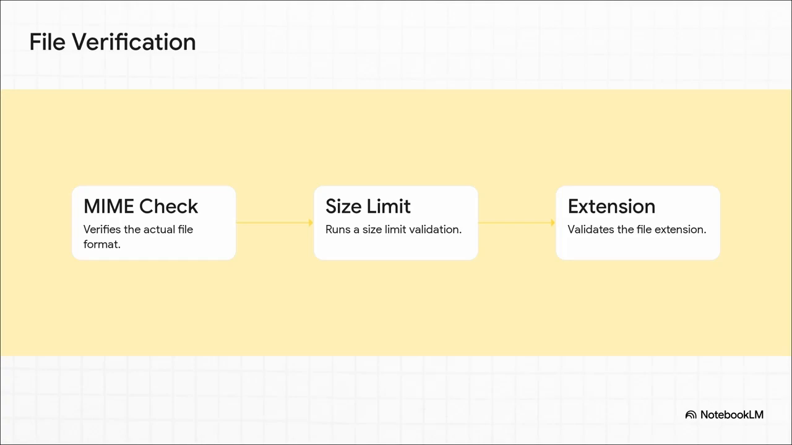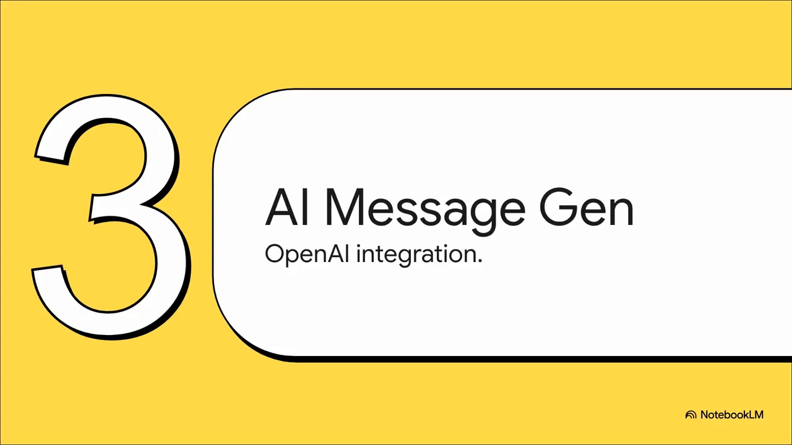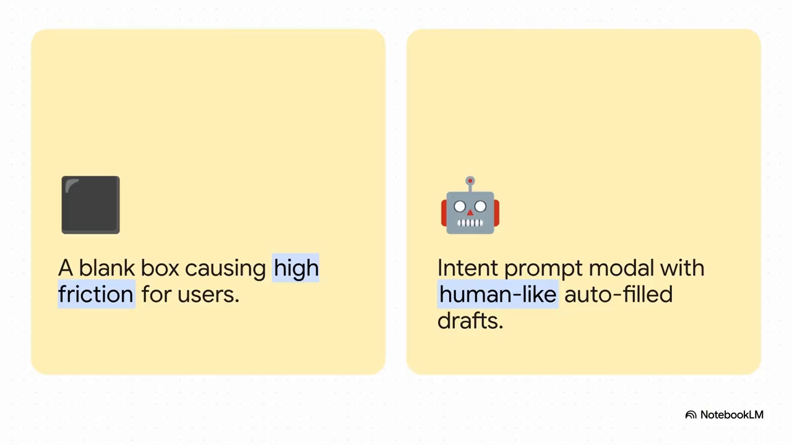Okay, Section 3, AI-powered message generation. OpenAI integration for smarter forms. Now, what's really interesting about this slide is how it tackles user experience. Instead of relying on a giant, intimidating blank box that causes massive user friction, Securiane uses an intent prompt modal. Let's face it, people don't always know how to professionally format what they want to ask. So here, you literally just type a few words about what you need.